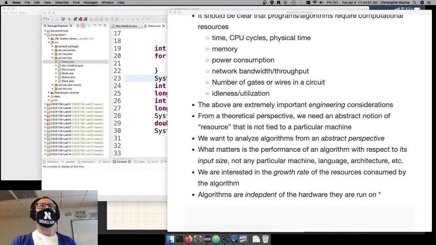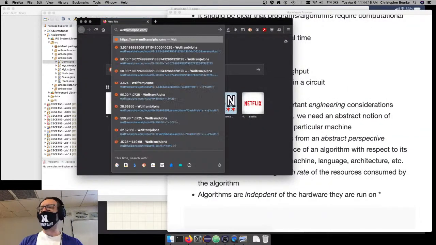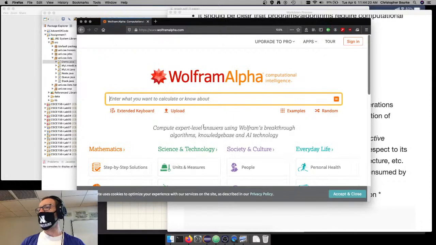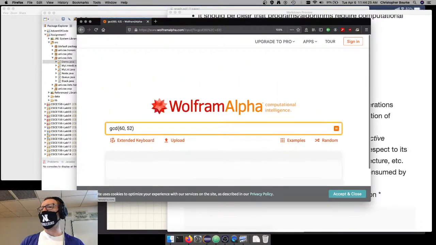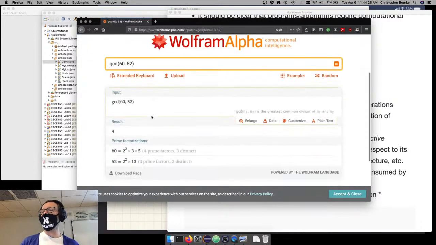An example would be 60 and 52. What's the GCD of 60 and 52? I'll ask Wolfram Alpha then. GCD of 60 and 52. Should be 4, right? Because that's what I was thinking of in my head.